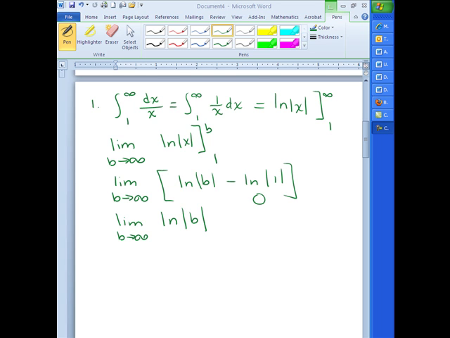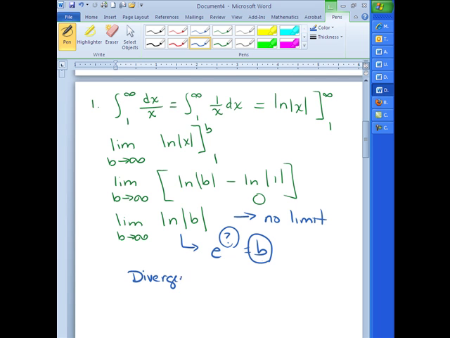But what we can do is talk about it numerically as well. Remember, the ln of b is asking us: e to what power gives me b? That's what it's asking. So if b is getting bigger and bigger and bigger, then the power that e has to have is just going to get bigger and bigger and bigger. So there is no limit for the ln of b, which means that the original function is divergent and the area is growing without bound.